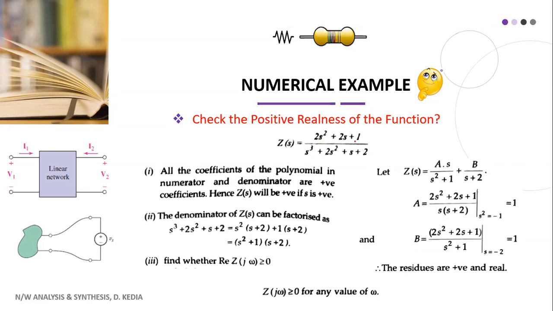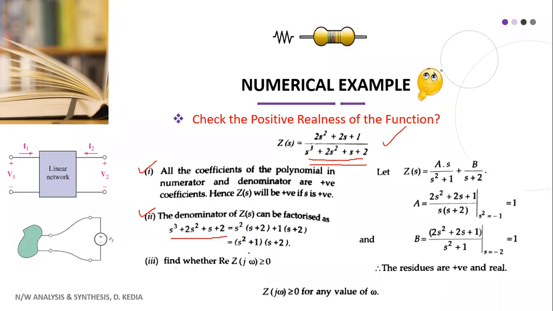So we have 2s square plus 2s plus 1 in the denominator, s cube plus 2s square plus s plus 2. Okay, we can see that all the coefficients are present in the numerator as well as in the denominator. There is no negative coefficient present in numerator and denominator. Hence we can say that your first condition is satisfied. So in the second condition, we have to determine the roots. So obviously, let us factorize the denominator part. So that factorization has been done here.